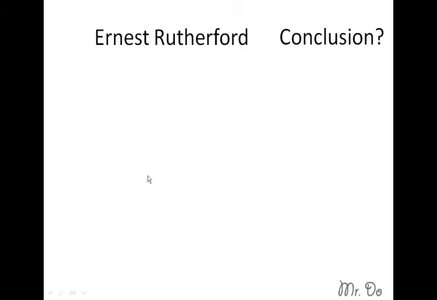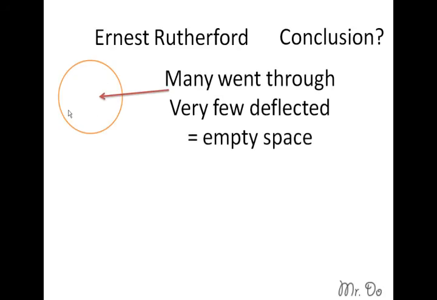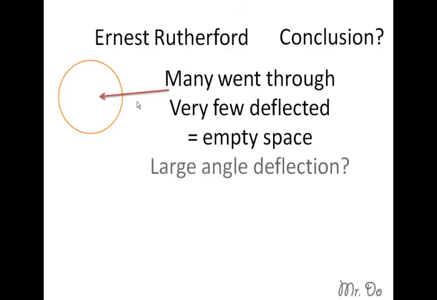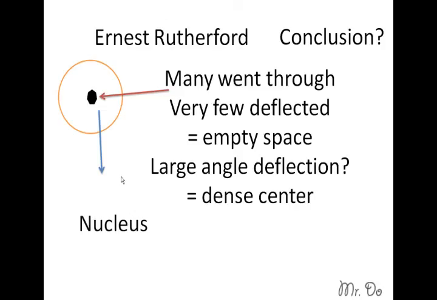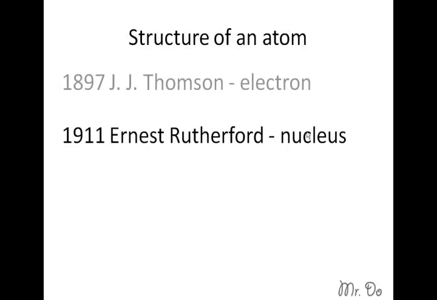So what was his conclusion? His conclusion was that with the atom, many went through and only very few were deflected. Therefore, the atom must have lots of empty space in order for the alpha particles to go through, so many. And for the other one, the large angle deflection, there must be something small and dense in the middle that, when they come in contact, causes such a large angle deflection. This he later called the nucleus. So Rutherford discovered the nucleus.